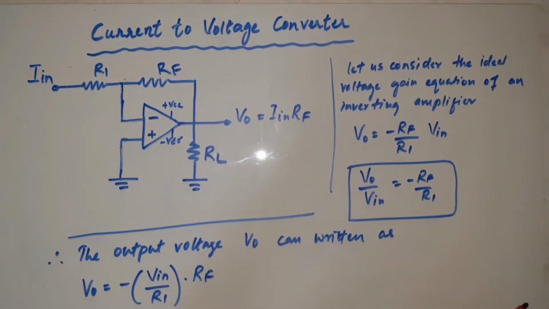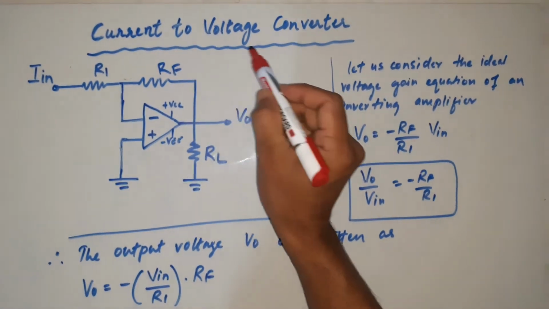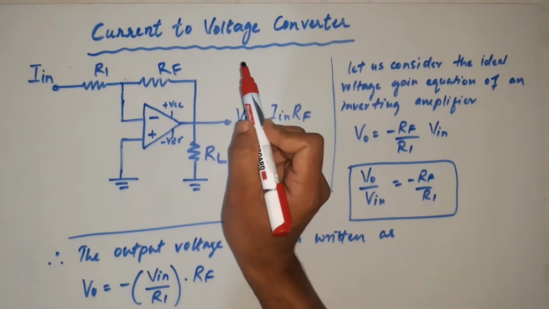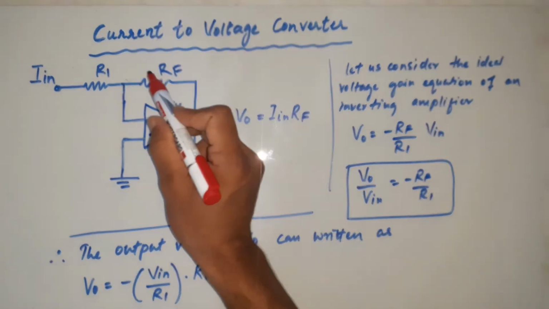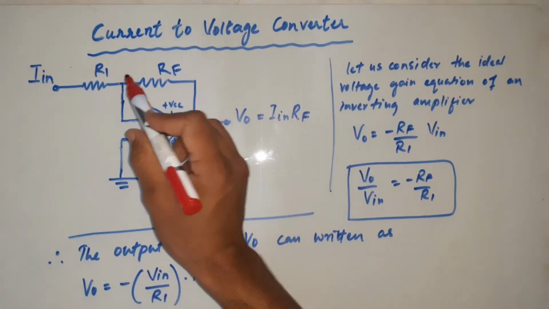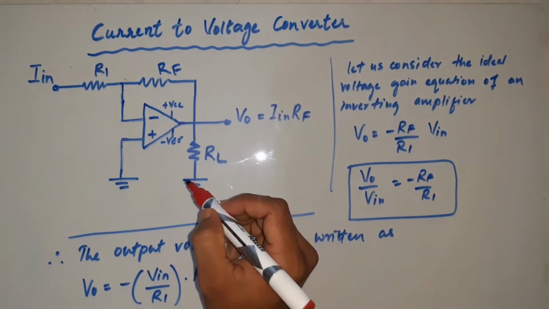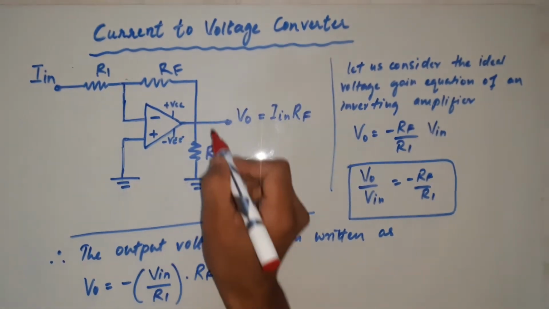Hello students, our next topic is current to voltage converter. Just previous to this we have seen voltage to current. Now this is the reverse of that, current to voltage converter by using an op amp. This is your circuit diagram.